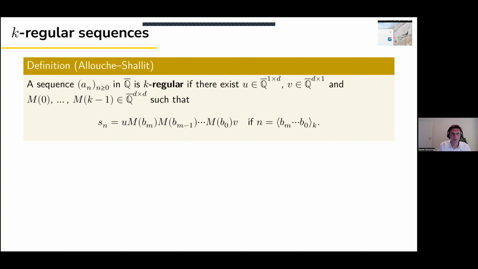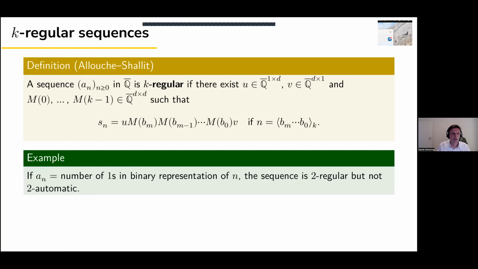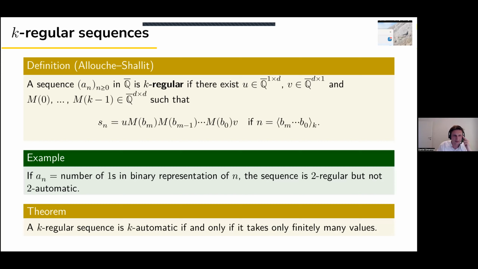It can be shown with a different characterization easily that all k-automatic sequences are k-regular, but this is a more general notion because a k-automatic sequence can only take finitely many values, according to the states of the automaton. And here, for instance, you could take a_n to be the number of ones in the binary representation of n. So this is 2-regular, but not 2-automatic. And it's known that the k-regular sequences are k-automatic if and only if they take finitely many values.